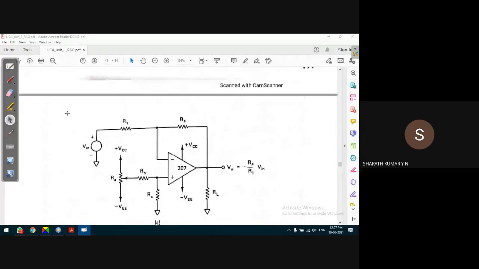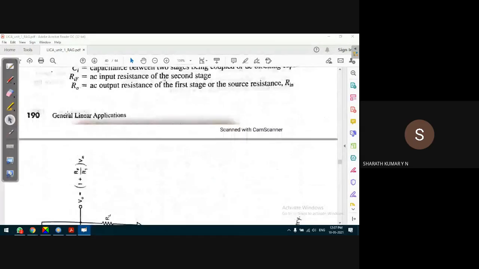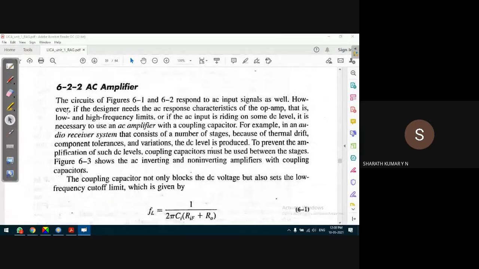AC amplifiers. We can straight away start the discussion with the diagram, guys. For an AC amplifier, the input is an AC signal, and this needs a response characteristic, that is, low and high frequency limits. If the input is riding on some DC level, it is necessary to use an AC amplifier with a coupling capacitor.